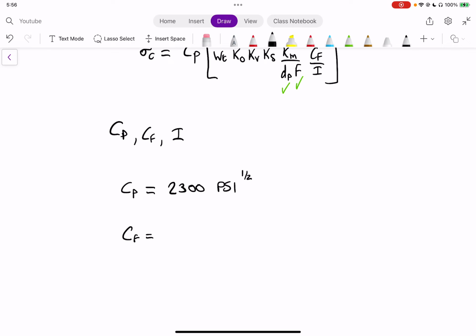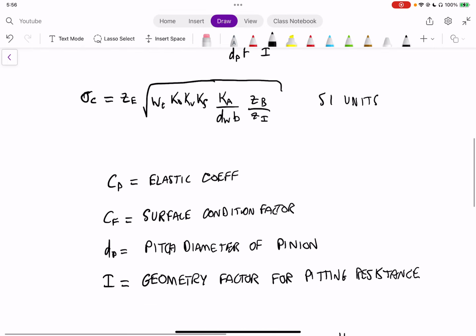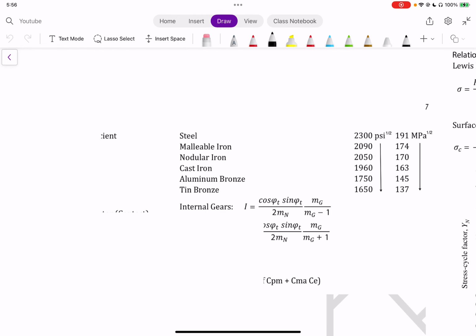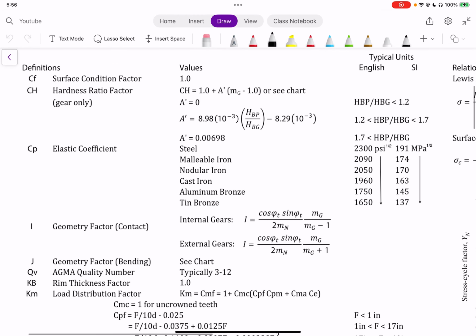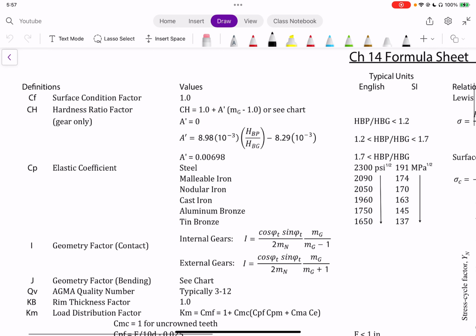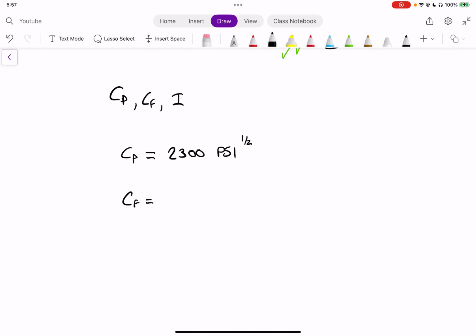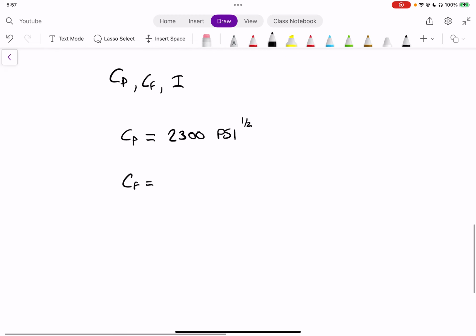And I'm not going to talk much about this surface condition factor. So we already wrote down that it's called the surface condition factor. If we go to our formula sheet back again, we'll see that CF is just equal to 1. So typically the CF factor is not used much. If you do condition the surface with a certain treatment, sometimes there's a different CF number, but it's not something that we're going to concern ourselves in this video series and lecture series. So we're just going to say that this is equal to 1.